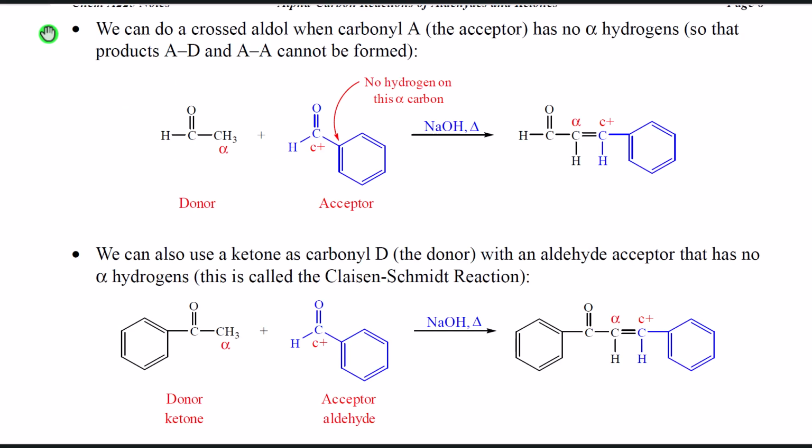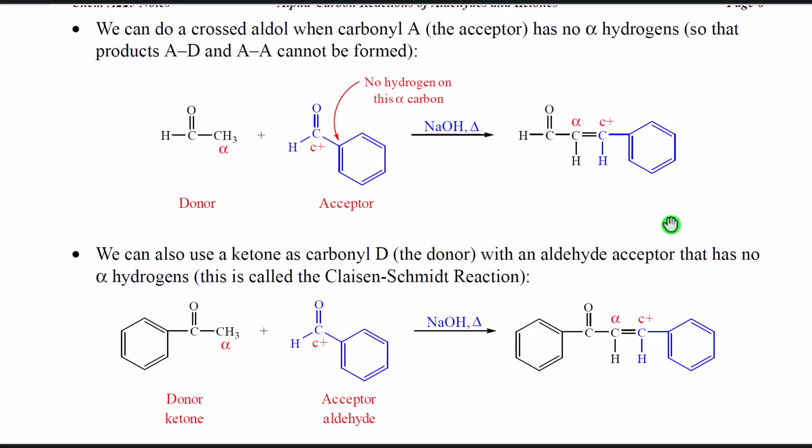However, it is possible to do a crossed aldol when the acceptor has no alpha hydrogens. In that case, then, the acceptor cannot be deprotonated on the alpha carbon, so it will never act as a donor. That means that the products where the acceptor has attached to the donor or the acceptor has attached to the acceptor cannot be formed, which is going to make this a much more efficient reaction.